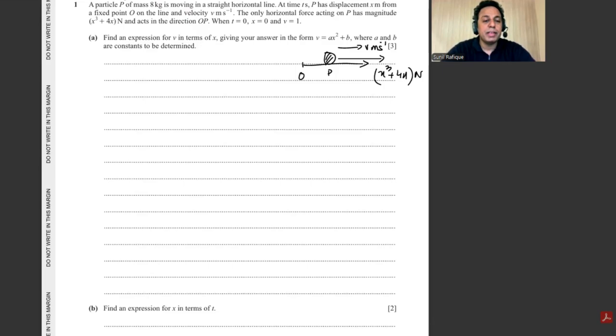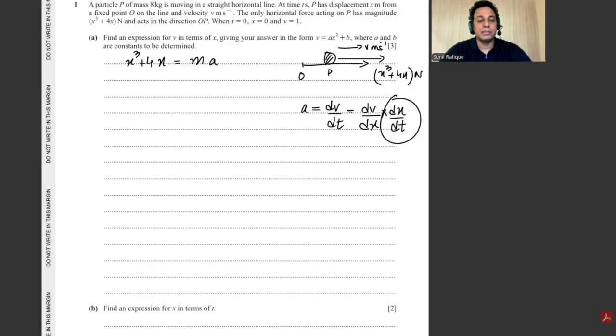Part A: find an expression for v in terms of x, giving your answer in this form, where A and B are constants to be determined. So we go for Newton's second law. The horizontal force will be mass times acceleration. We don't have acceleration right now, but we can use the idea that acceleration is dv over dt. If I apply the chain rule, this can be written as dv over dx times dx over dt.